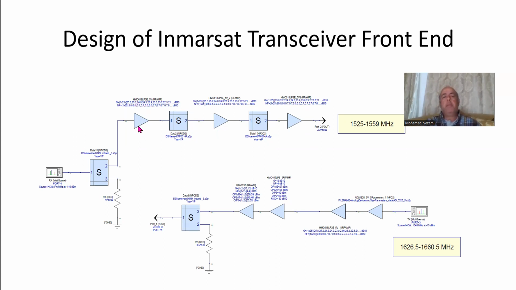Of course, I generated a model based on the data that is included in the data sheets for all of these parts. For the filters, I have the S parameter file, so I put that in. Now, the diplexer that separates the receive and transmit is also from CTS, and the part number is here as well.